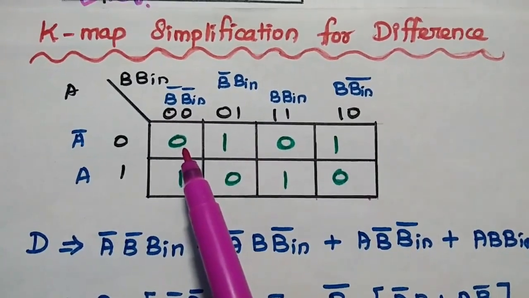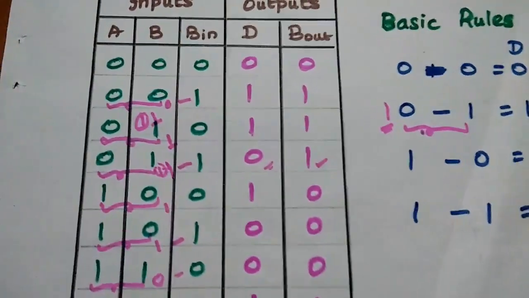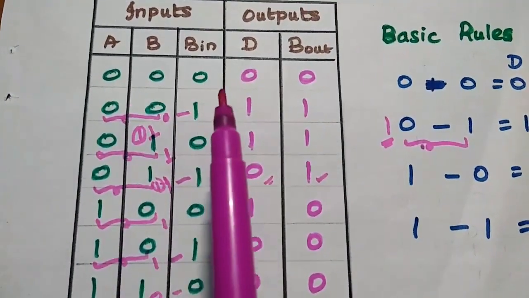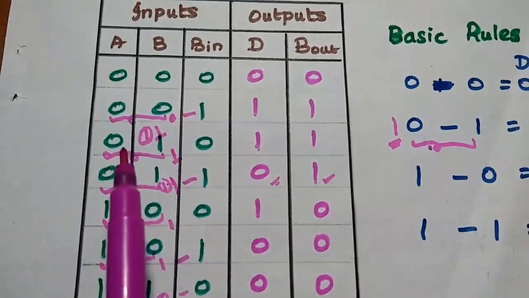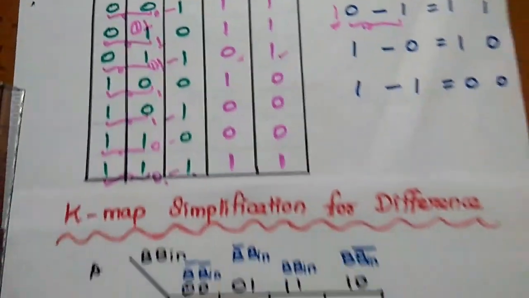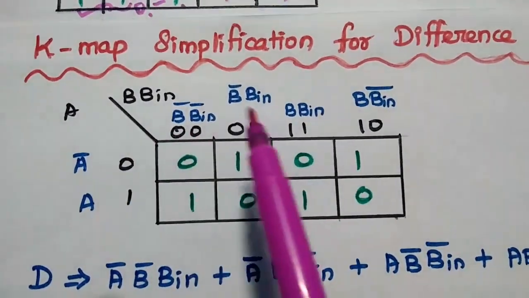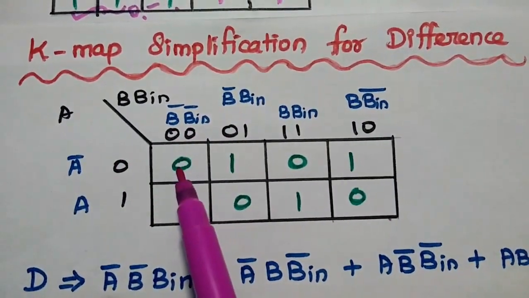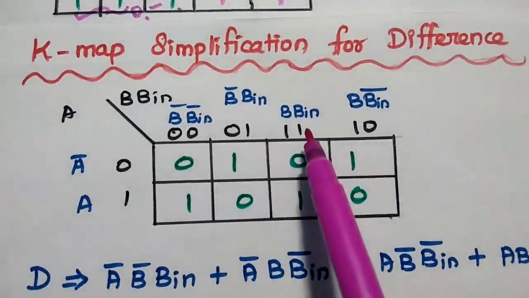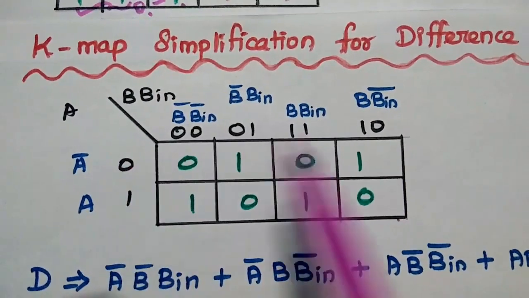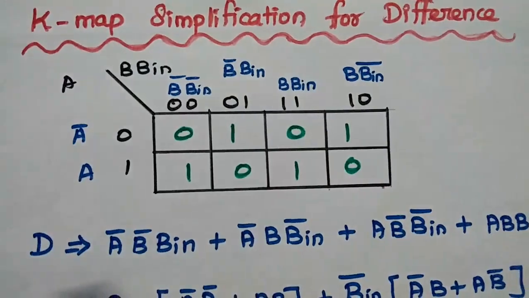So here we have to write down the values of difference with respect to the truth table. For 000, the difference value is 0. For 001 its value is 1. For 010 its value is 1, like that. So here we have the difference values for each combination. For 000 its value is 0, for 001 its value is 1, for 011 its value is 0, for 010 its value is 1. So we have to fill in all the values.